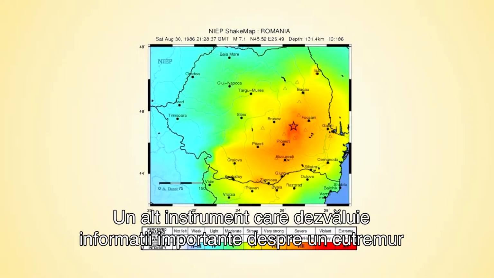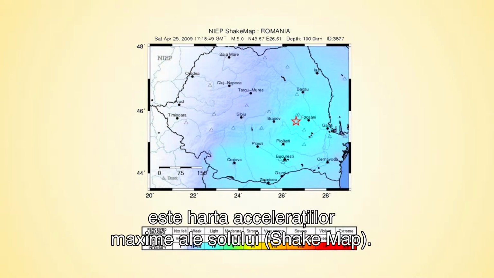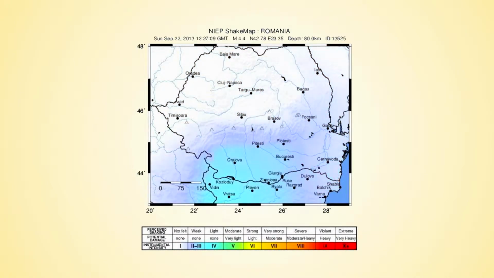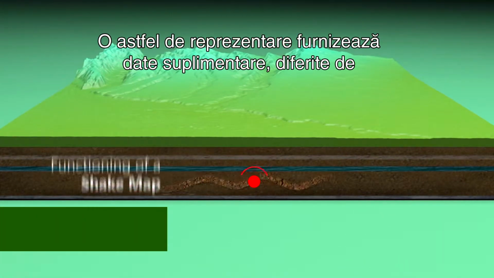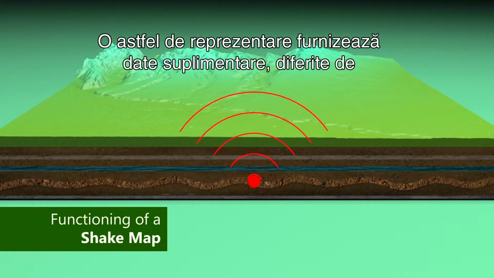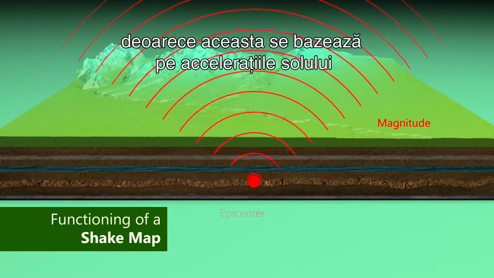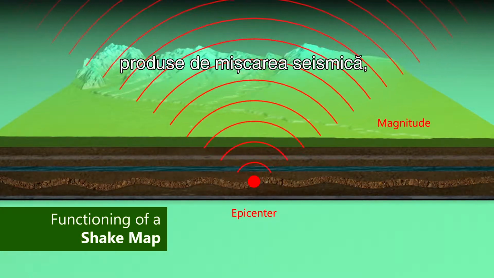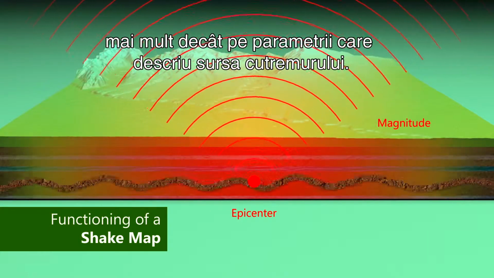Another tool which reveals important information about an earthquake is the shake map. A shake map provides further information different from the earthquake's magnitude and epicenter, since this map focuses on the ground shaking produced by the earthquake, rather than the parameters describing the earthquake's source.